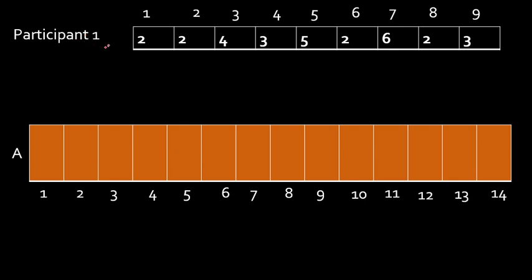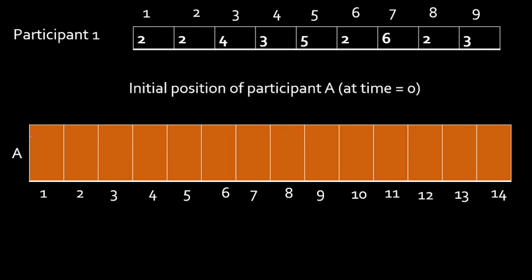Instead of having numbers, because I don't want to confuse you, instead of participant 1, I'll have it as participant A. Initially, participant A hasn't started the race. So this is nothing but the initial position. If I haven't started the race, the initial position of the participant is at the 0th index. Is it clear? Participant A is at the 0th index.